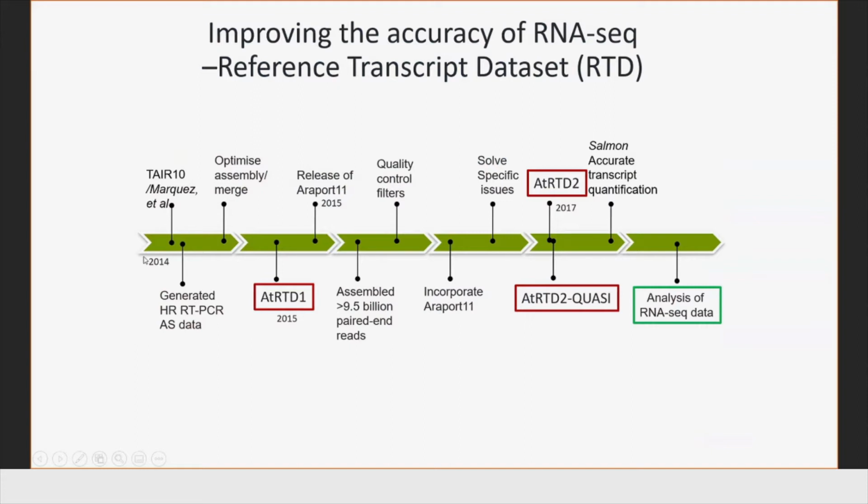Because we knew at the time the TAIR10 annotation was incomplete, we incorporated a lot of new transcripts discovered by Marquez et al. So we wanted to make the database more comprehensive. At the same time, we generated high resolution RT-PCR alternative splicing data that allowed us to validate, when we make changes to the transcript annotation, how that improves or affects the performance of quantification.